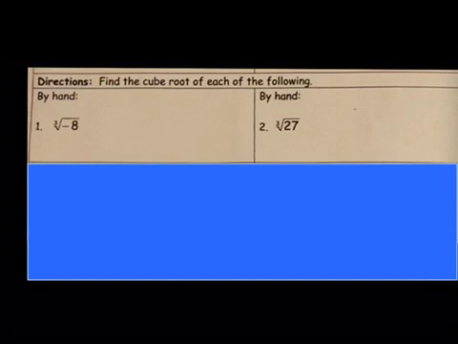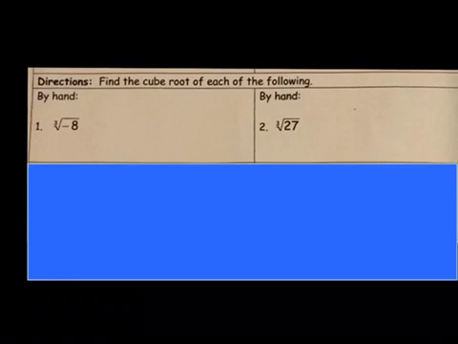Okay, let's go over some more examples here. So the directions say find the cube root of each of the following. So for number 1, we're doing this by hand without a calculator. So we're trying to find the cube root of negative 8. So let's remind ourselves what's the definition of a cube root. So when we find the cube root, we're trying to find a number when multiplied by itself 3 times will give us that number. So we're trying to find a number when multiplied by itself 3 times will give us negative 8.